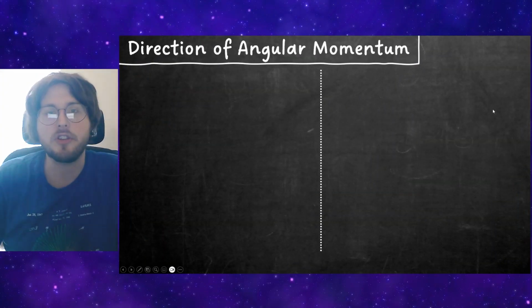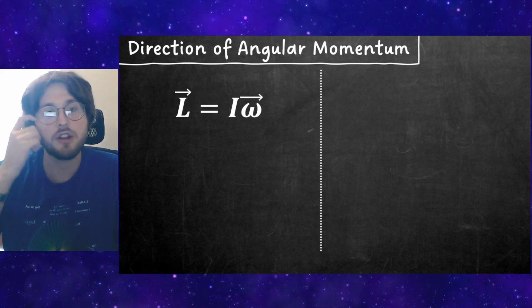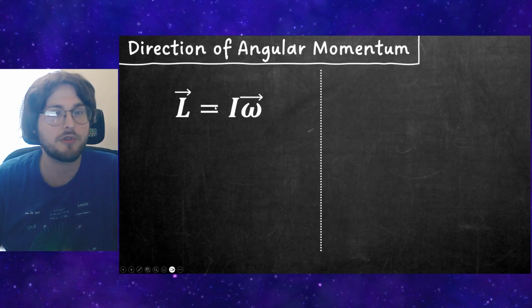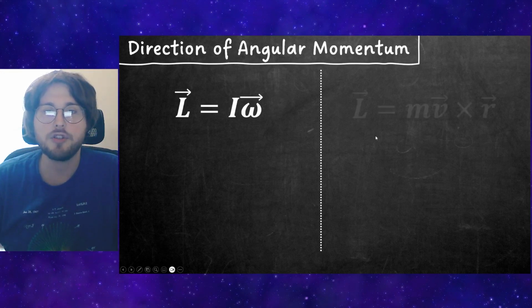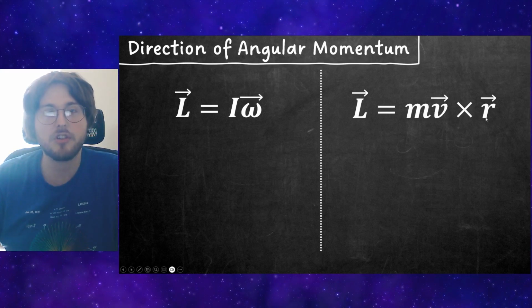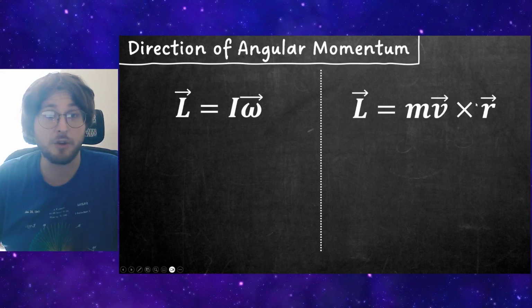Now, angular momentum is a vector quantity, so it does have a direction. Rotational inertia is a scalar quantity, so the direction is inherited from angular velocity if you're looking at the first formula we covered. In other terms, it inherits its direction from the cross product of velocity with the distance away from the axis of rotation. Cross product means right-hand rule.